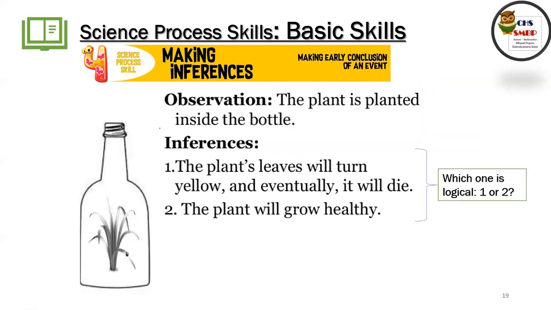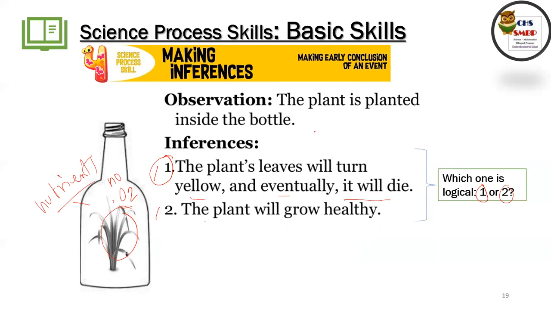So let us get to this page. You see, there is a plant planted in a bottle, and based on this situation, you can come up with two types of inferences. Inference one: the plant's leaves will turn yellow and eventually it will die. And inference two: the plant will grow healthy. Now, what do you think? Which one is logical? One or two? If you plant a plant inside a bottle, there will be no oxygen, right? If you just put that lid on, then no oxygen, no nutrients. So based on our knowledge, we can say the plant's leaves will turn yellow and eventually it will die.